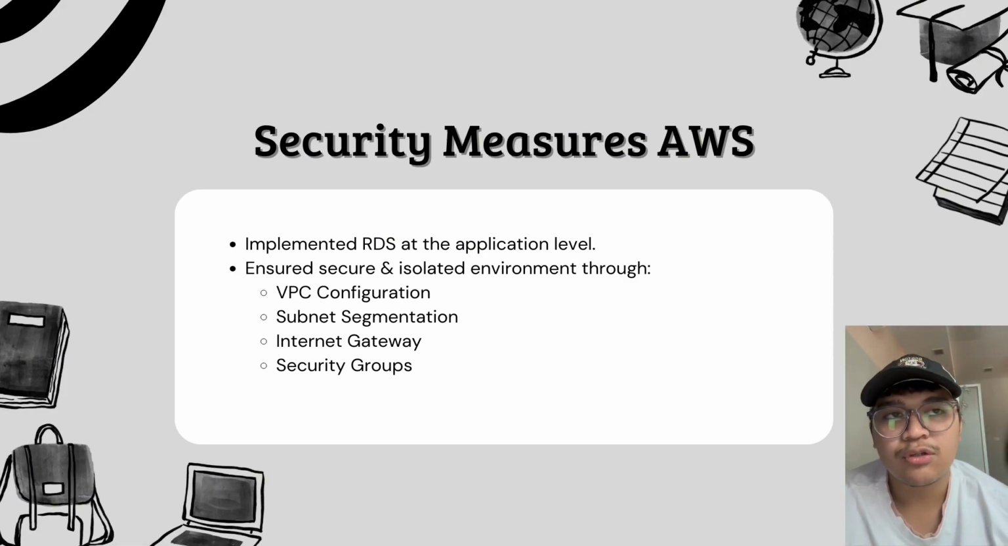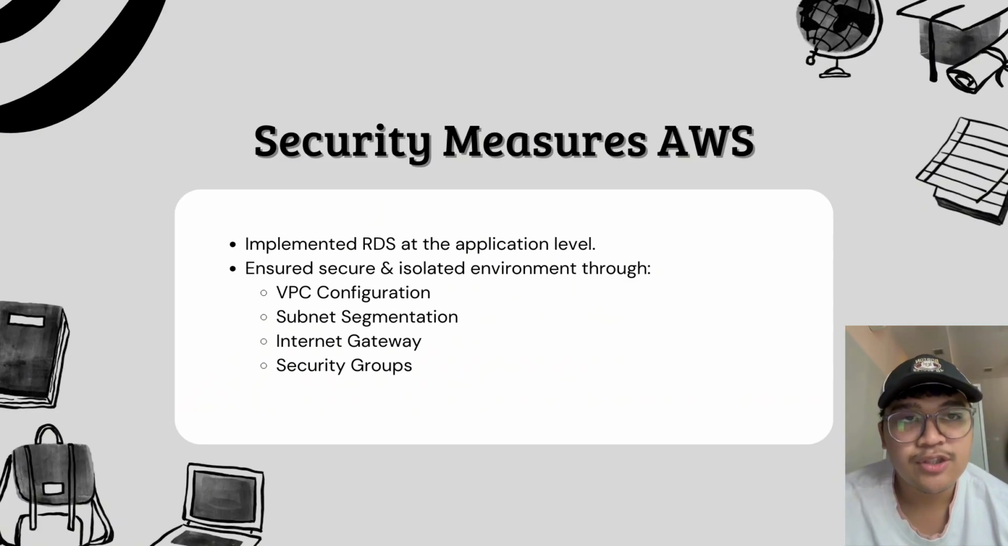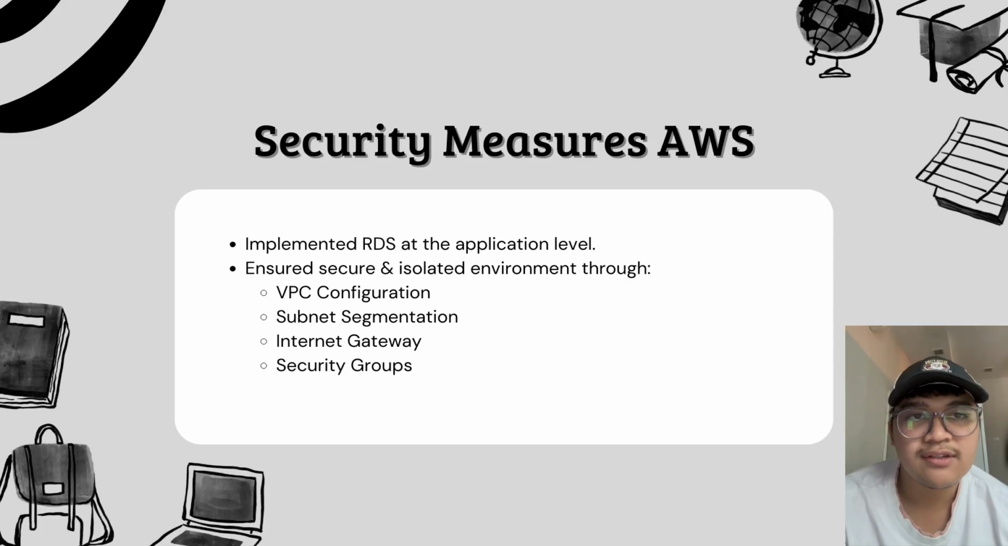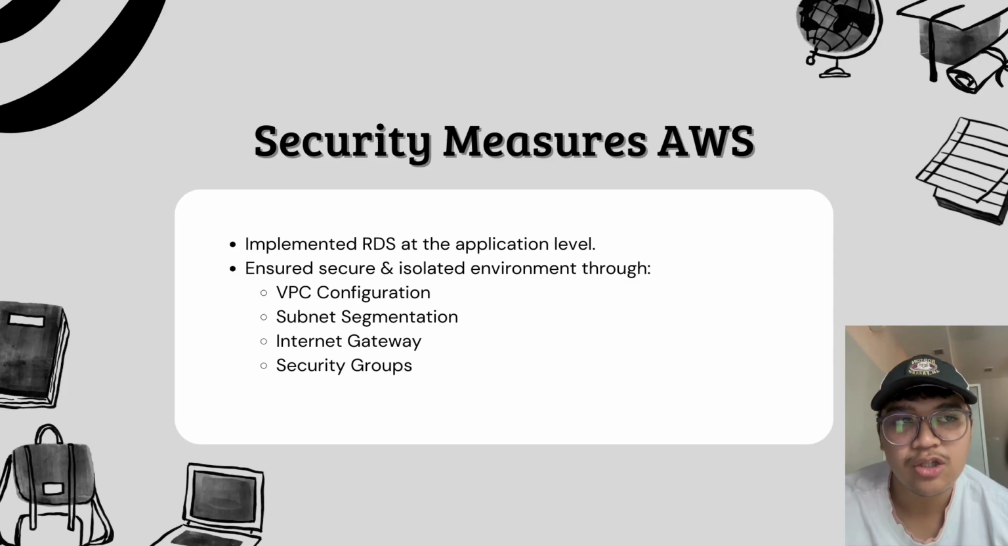So for the security measures on AWS, in our project, security was a top priority, so we implemented several security measures to ensure data protection and network security. The first one is a virtual private cloud, VPC, to create a secure and isolated environment, preventing unauthorized access. Next, we segment our network into public and private subnets to safeguard sensitive data. The database remains in the private subnet while the web server is in the public subnet. The third one is an internet gateway, implemented to allow controlled external communication, ensuring the application is accessible worldwide.